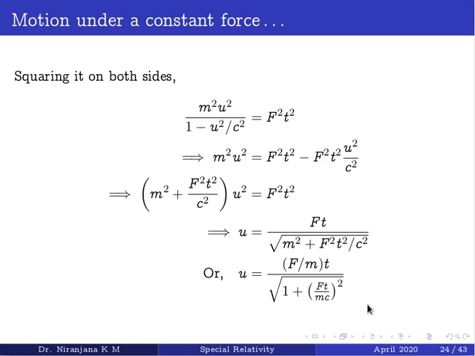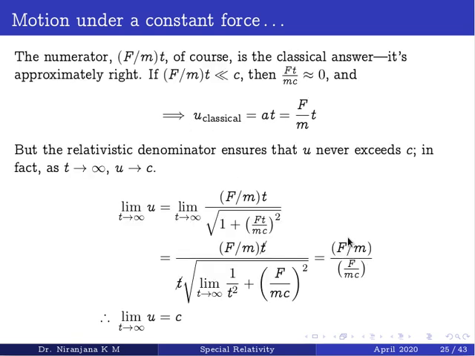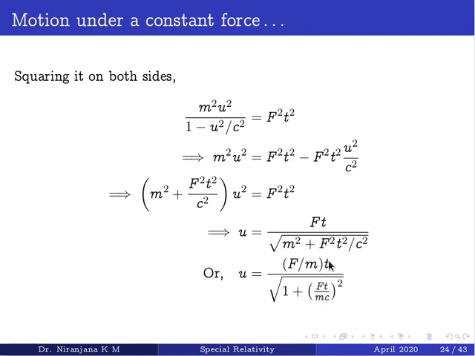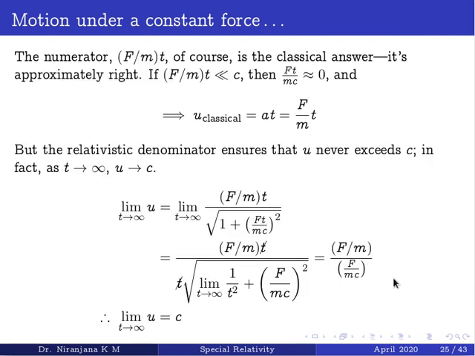Since the particle is subjected to a force, its velocity goes on increasing. As time increases, its velocity also increases. Now the numerator, F by m into t, is actually the classical answer for the velocity. It is approximately right if F by m into t is very much less than c, meaning the force involved is very small and the mass involved is large. In that case you can substitute Ft by mc equals 0.